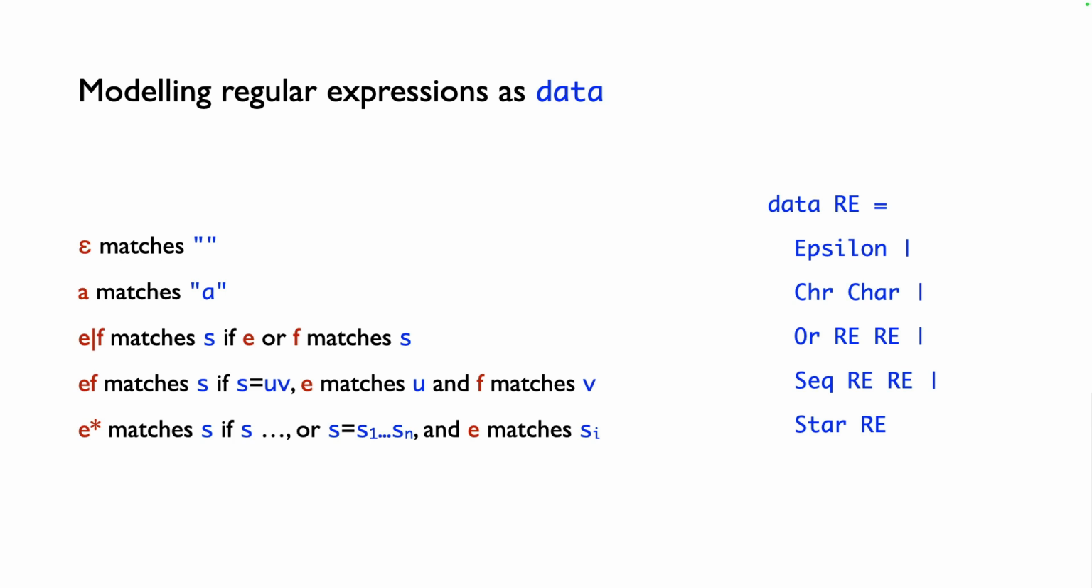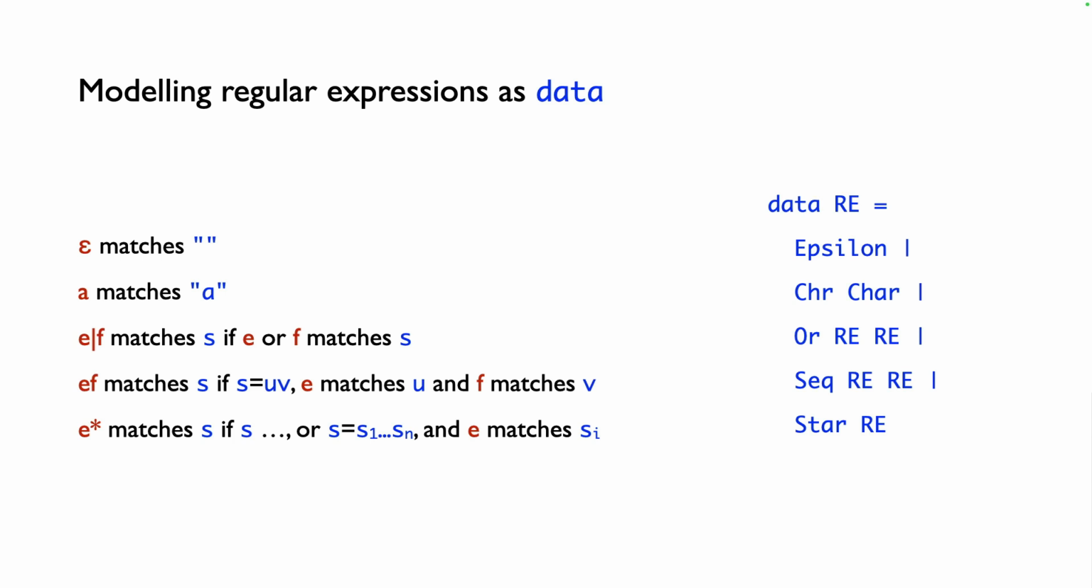So here I've defined the data type RE, and you can see there are 5 different cases that correspond to the 5 different ways that we can build a regular expression. There's the value epsilon, there's a constructor ch, which takes a character as its argument, and then there are 3 recursive constructors. There's the OR constructor that takes 2 regular expressions. There's a seq constructor that takes 2 regular expressions again. And there's a star constructor that takes 1.